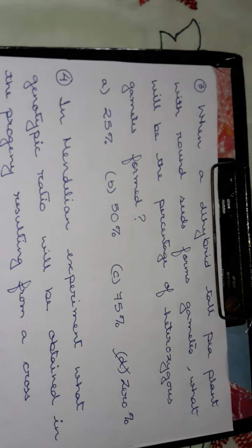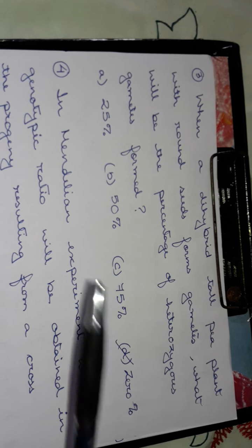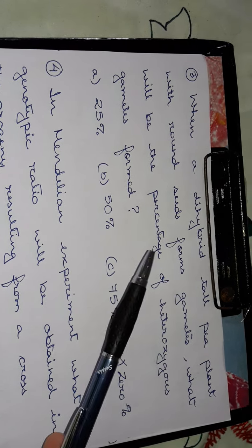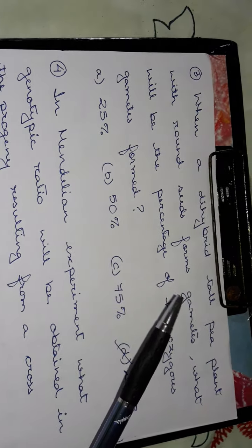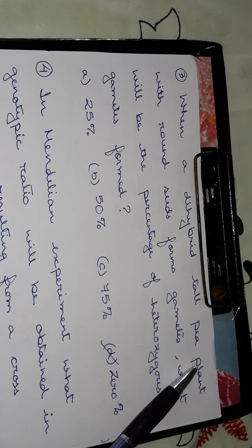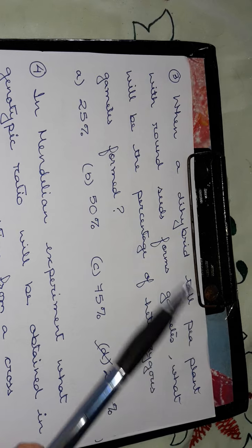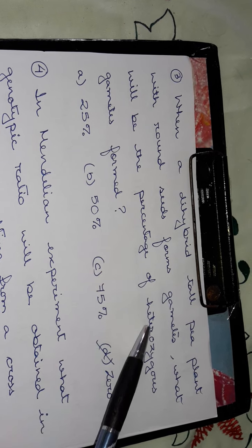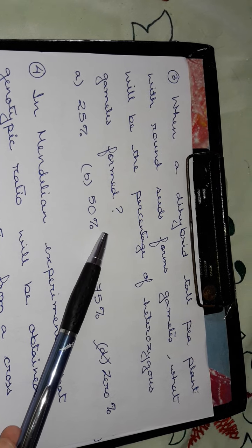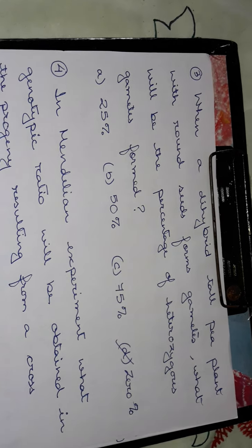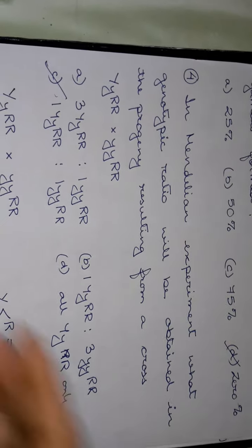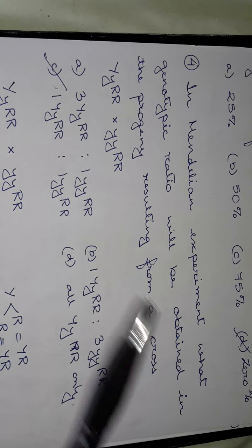Again, the next question. When a dihybrid tall pea plant with round seed forms gametes, what will be the percentage of heterozygous gametes formed? Now here see, it is a very simple thing. A dihybrid tall pea plant with round seeds, that means capital T, capital R, is given, and the percentage of heterozygous gametes is asked. The other parent is not given, only one particular parent is given. So there is no question of formation of heterozygous gametes, so the percentage will be 0. Got it?